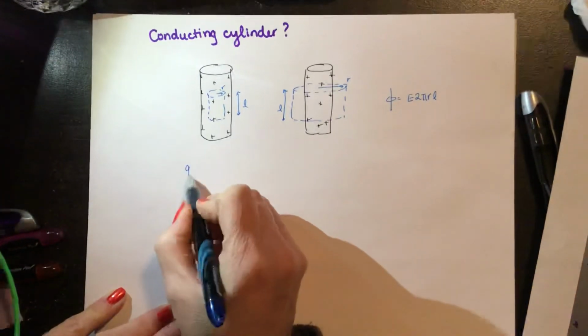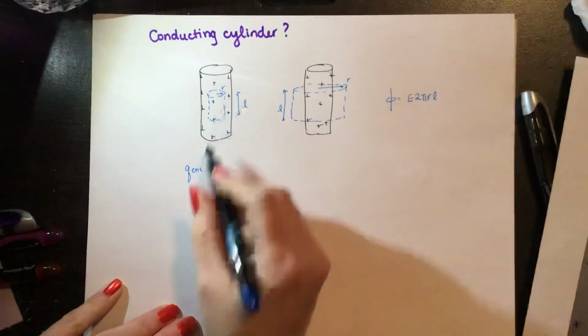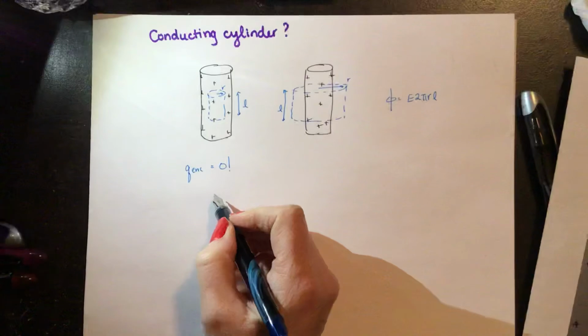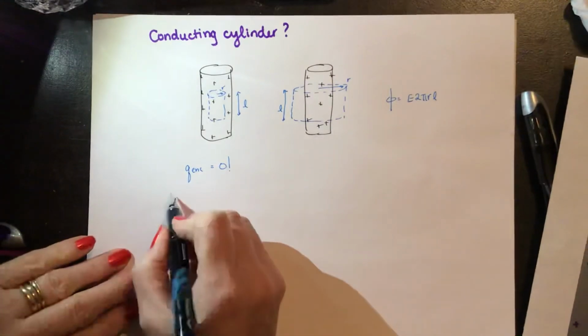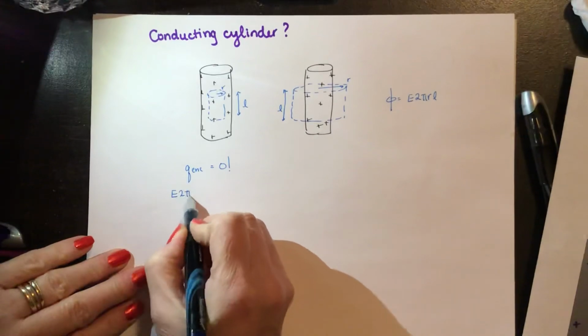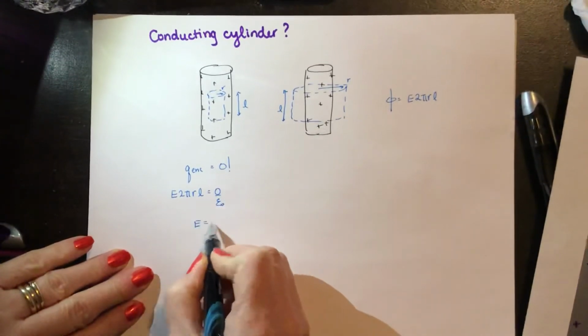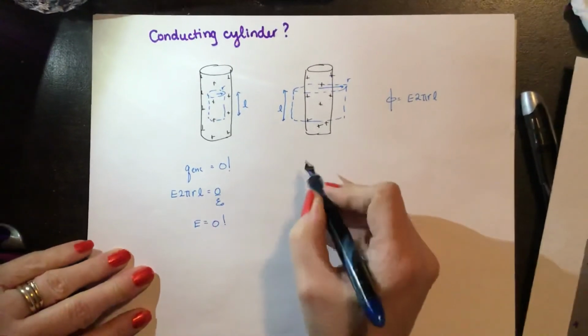So my Q enclosed, when I have the conducting cylinder and my Gaussian surface is inside, equals 0, because all of my charge is on the surface. So when I put that together with my Gauss's law, I get E times 2 pi r L equals 0 over epsilon naught, E equals 0. So the electric field inside the conductor equals 0.